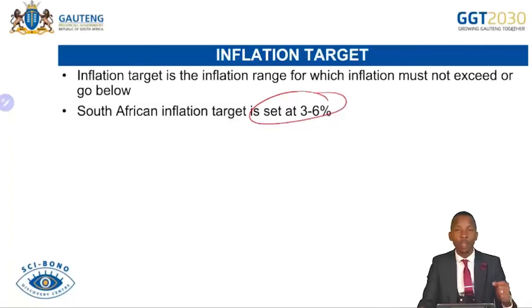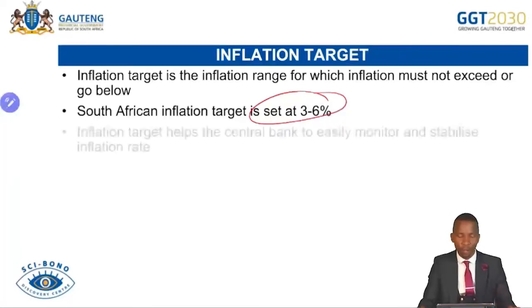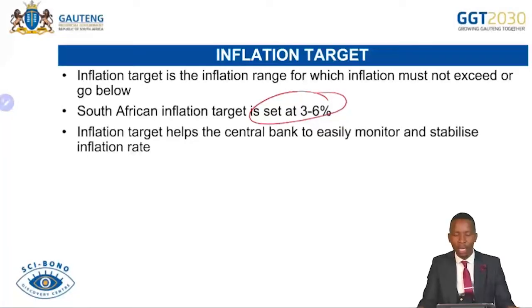If it goes beyond the target, intervention by the government or by the Reserve Bank should occur, trying to reduce inflation. An inflation target helps the central bank to easily monitor and stabilize the inflation rate. With that range being set, the Reserve Bank can see if inflation is above, then relevant measures can be taken. If it goes below, a relevant intervention can also be undertaken to ensure that the inflation rate goes within the range.